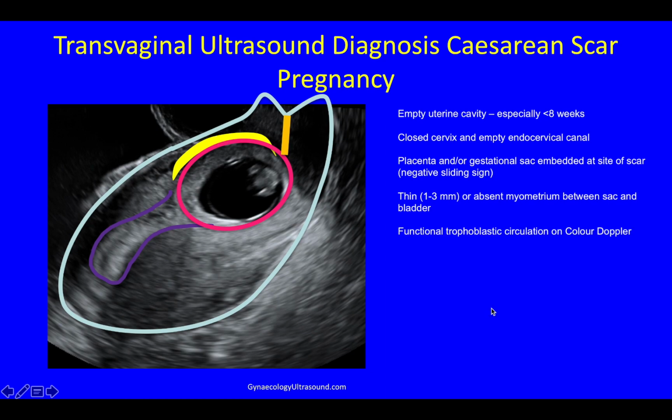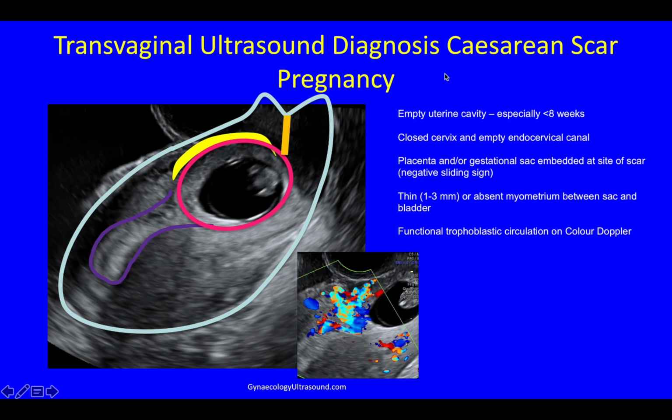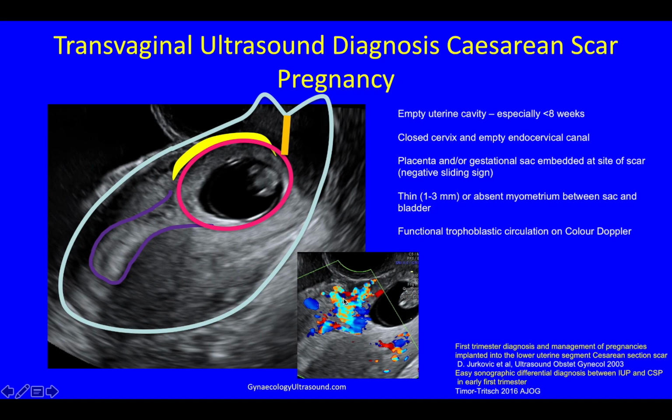And functional colour Doppler flow, proving that the pregnancy is embedded and not just on the way out as a miscarriage might be. And there's an image of the colour Doppler flow showing that this placentation is actually embedded in this location. And there's some good papers for you to look at.